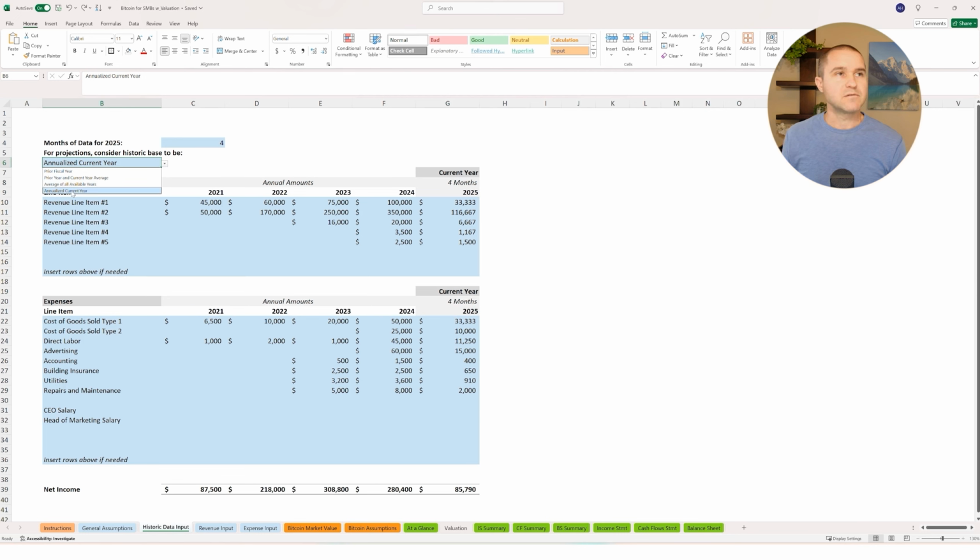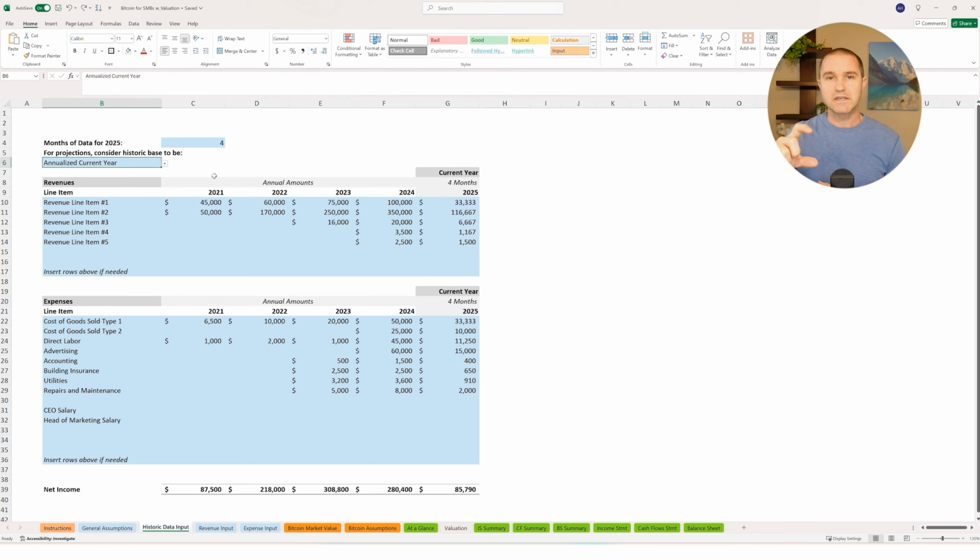We can say we want to annualize the current year. We can take an average of all the available years that we have data for. We can look at the prior fiscal year, or the prior year and current year average. So we're just going to assume here that we're going to annualize the current year. Let's say we've got 4 months of data. Let's assume we just stay on that same pace and annualize that out. And that becomes our baseline for both revenue and expenses, and then we're projecting from there.